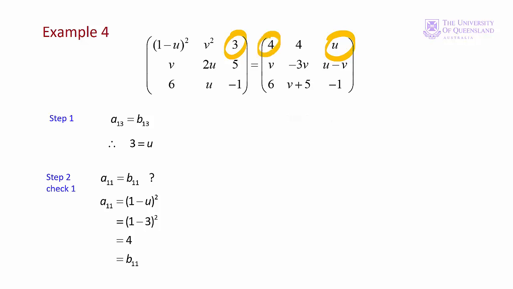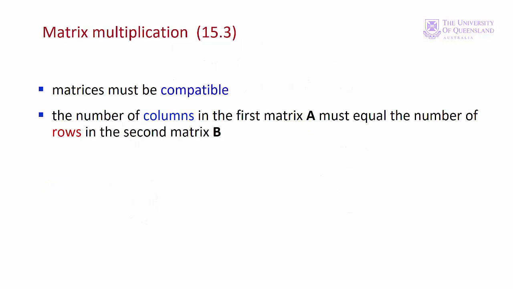Now let's solve for V. A23 is equal to B23. So we have 5 equal to U minus V. We know U already. Substituting in for U, we find that V equals minus 2. Now let's move on to matrix multiplication.